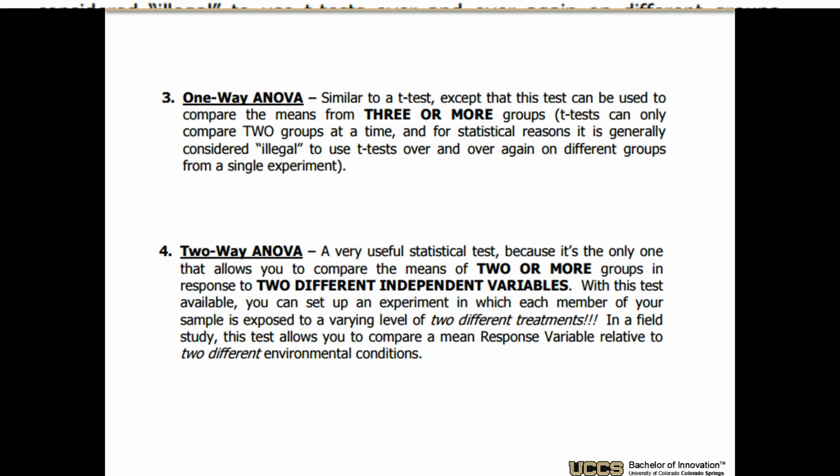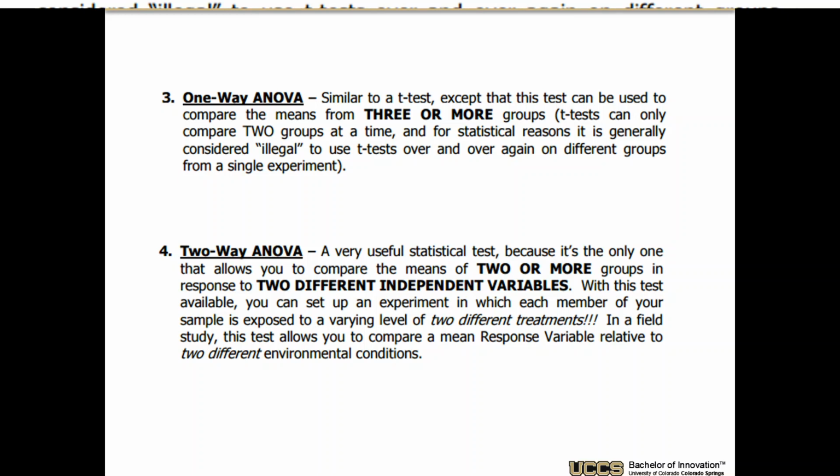So the one-way ANOVA test is similar to a t-test, except that it can be used to compare means of 3 or more groups, where a t-test only lets you do 2. For statistical reasons, it's generally considered illegal to use 2-sample tests over and over again. We'll talk about how to fix that with some corrections, but it's generally not the right way of doing stuff. But that's why ANOVA is not used much in computer science. We tend to just run lots of pairwise comparisons, or take the winner and the next closest one, and just do that comparison. In some ways, that's got some validity, but it's a little tricky, so we'll talk more about that later.